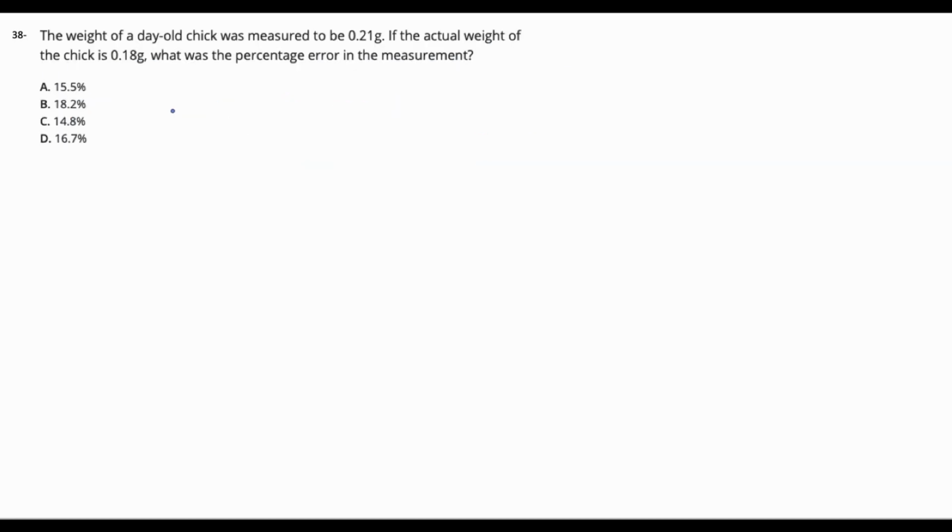Question 38 says the weight of a day-old chick was measured to be 0.21 grams. If the actual weight of the chick is 0.18 grams, what is the percentage error in measurement? So first, let's compute the error in measurements. The error in measurements is calculated simply by subtracting both measurements that we have here, the correct and the wrong one. So that's 0.21 minus 0.18. And this is equal to 0.03. So this is the error we have.